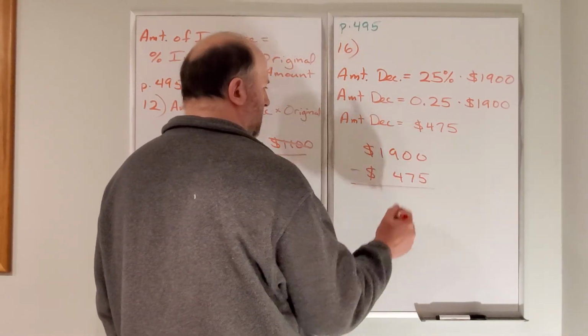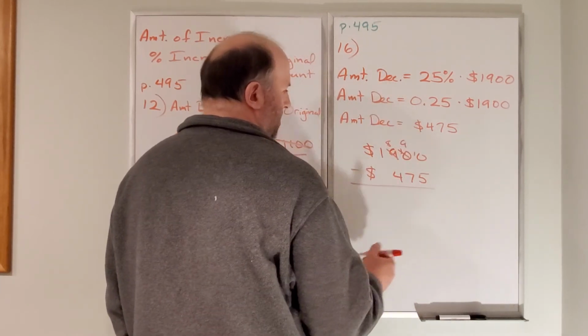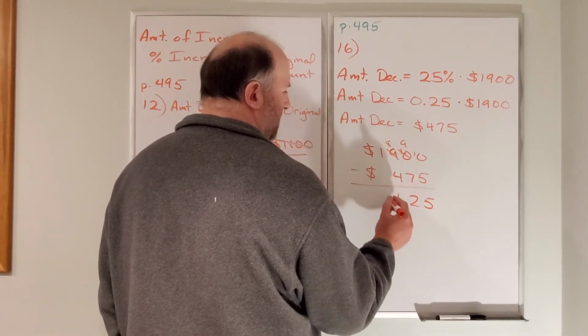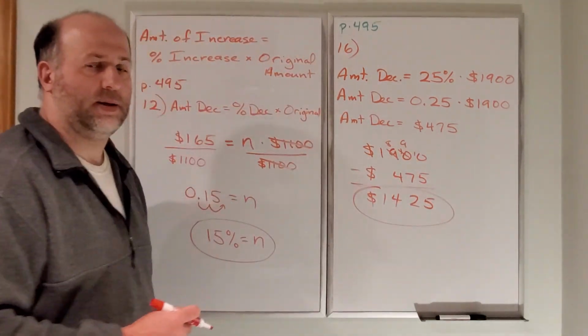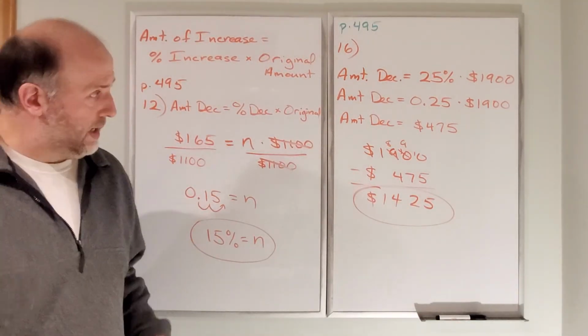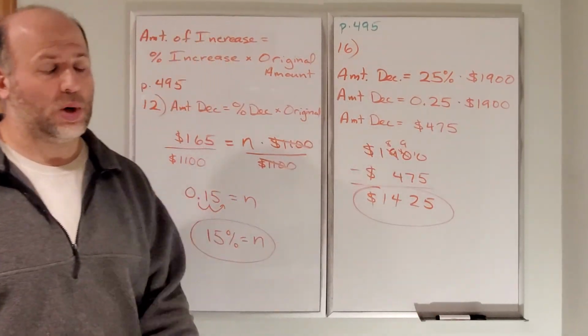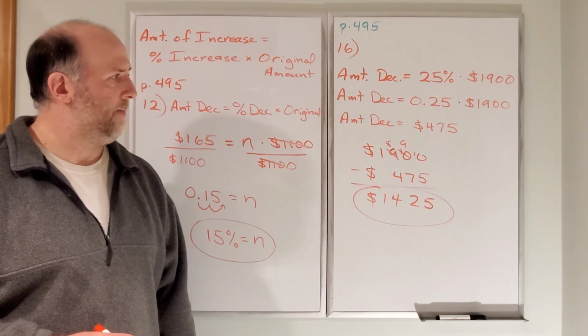Again, you can use your calculator if you want. Looks like we're going to get $1,425. This is the final decreased price on the fridge after applying that 25% discount to the list or original price of $1,900.